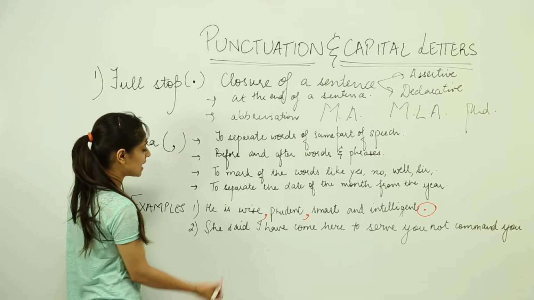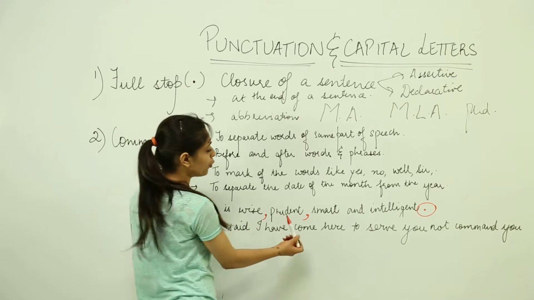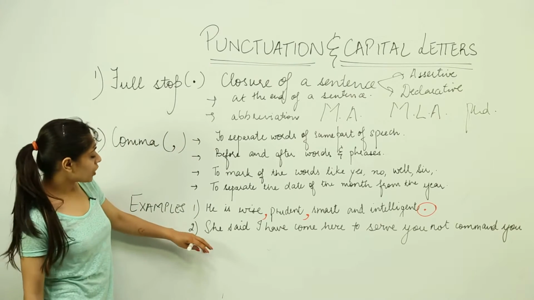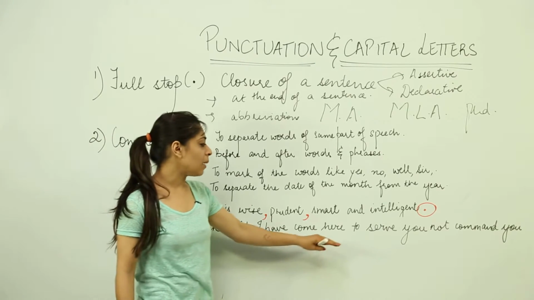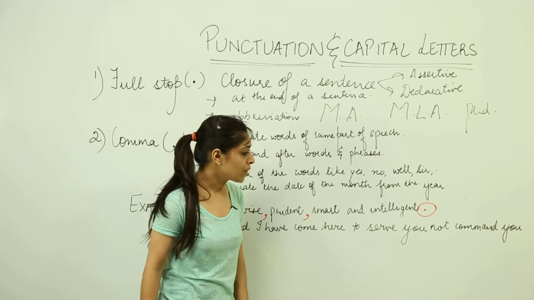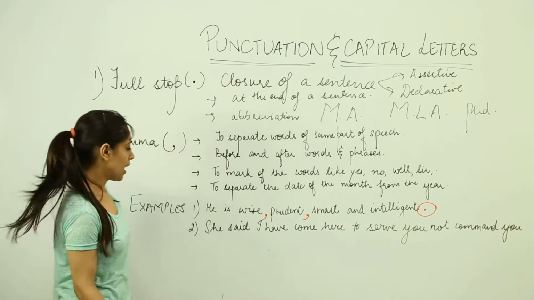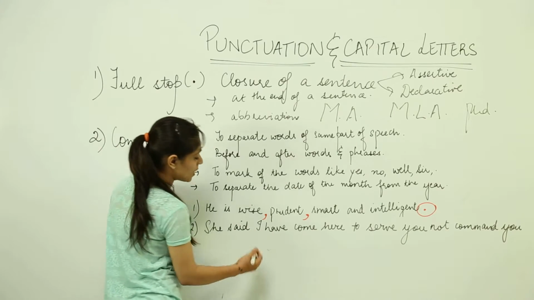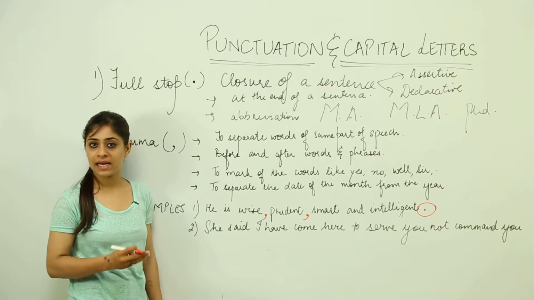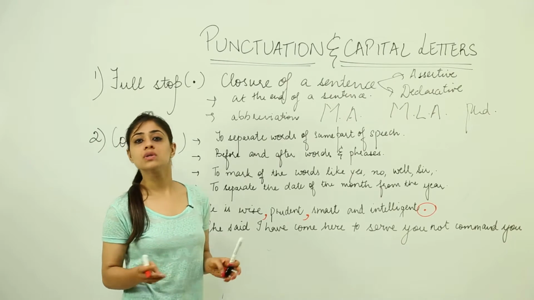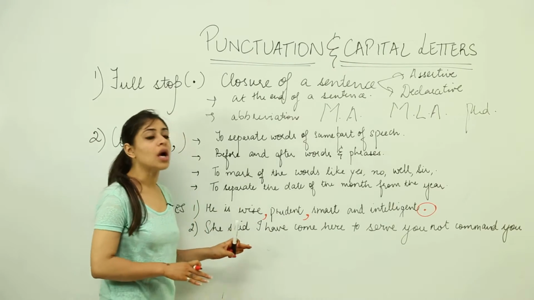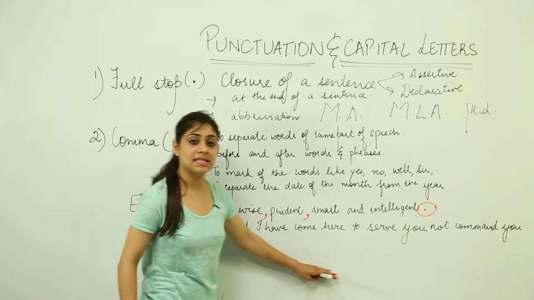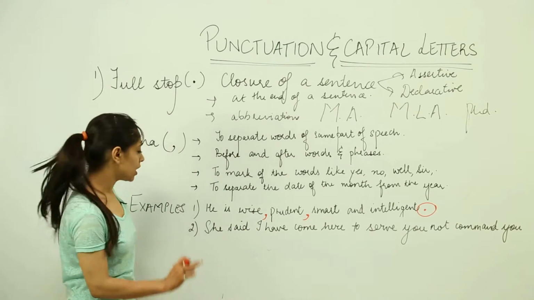So let's read the sentence. He is wise, prudent, smart and intelligent. Moving on to the next sentence, she said, I have come here to serve you, not command you. So this is a direct speech. For direct speech, as I told you, in direct and indirect sentences, we need to use inverted commas. We've not discussed inverted commas yet, but now that we can understand that this is a direct speech, let's put in the inverted commas first.